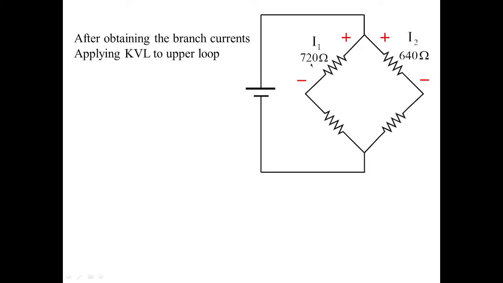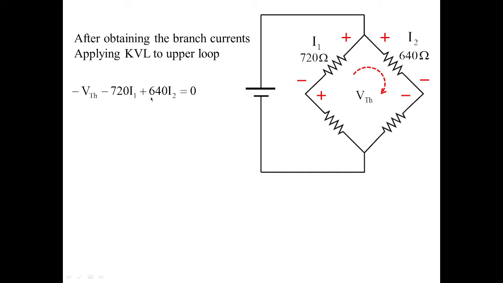The resistors which were present on the upper part of this particular loop are 720 ohms as well as 640 ohms, and we need to calculate the open circuit voltage at this point, at this point. So I'm going to apply KVL to the upper part of this loop, starting from minus, because we are starting from here: minus VTH minus 720 I1 plus 640 I2 equal to 0. So this is what we have done.